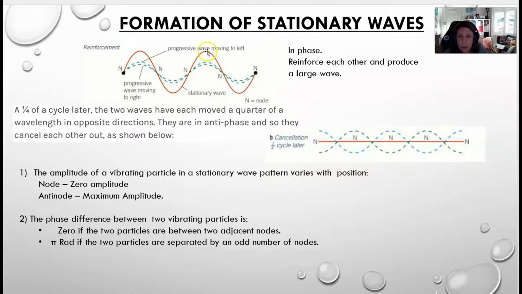These two particles, one here and one here, are separated by two nodes, so that's an even number of nodes, so they're both going up. So their phase difference is 0. But if I have a particle here and a particle here, they're separated by 1, 2, 3 nodes. So these are going up and these are going down. So their phase difference is pi radians. Okay.